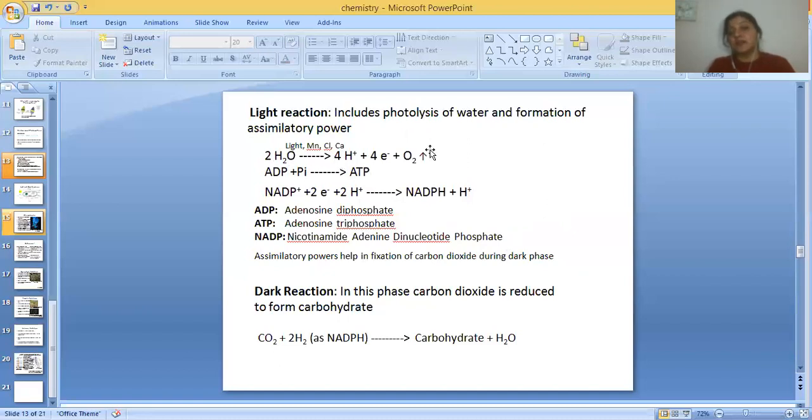So what are the byproducts? First, water is lysed and oxygen is released as a byproduct, and ATP and NADPH are produced. Now this NADPH is a reducing agent, and it helps in fixing carbon dioxide, where it reduces carbon dioxide to form a carbohydrate, and that finishes the process of dark reaction in photosynthesis.